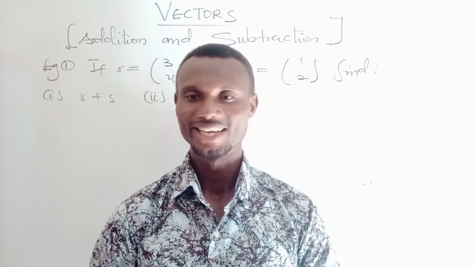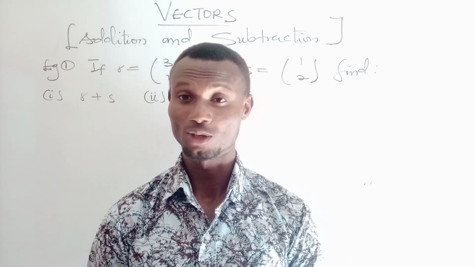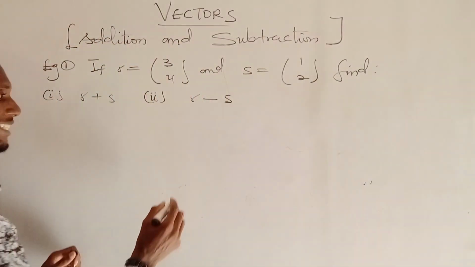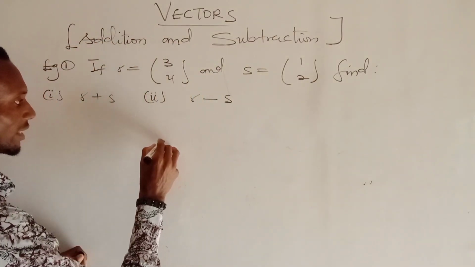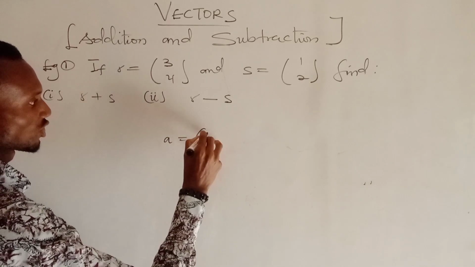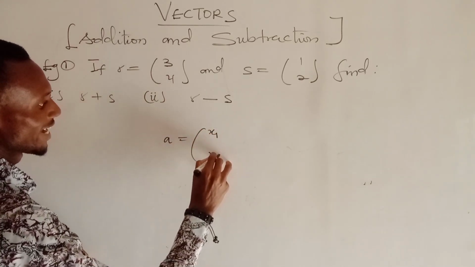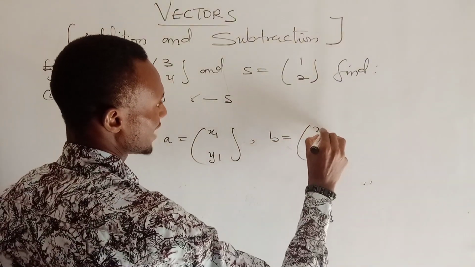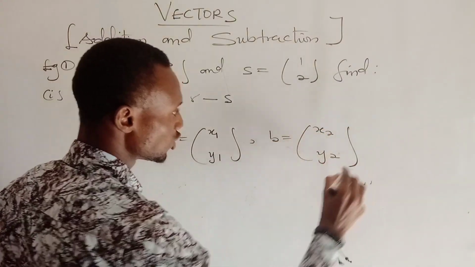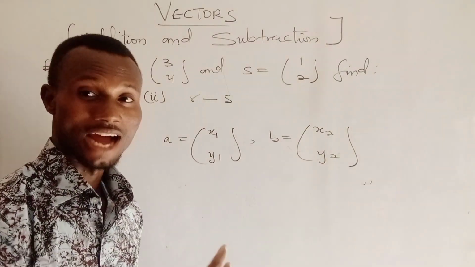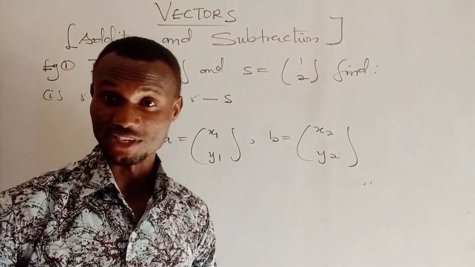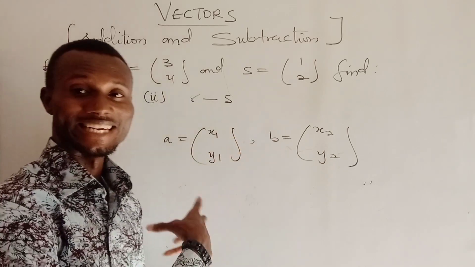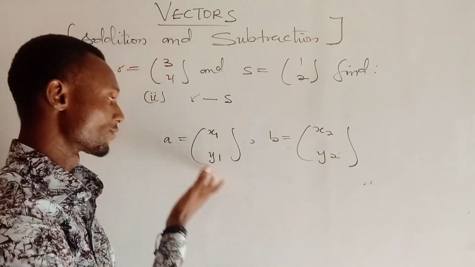So let's go ahead and look at the addition and subtraction of vectors. Now let's say I have a vector. Let's say I have vector A. So vector A equals, let's say, S1 Y1, and I have vector B equals S2 Y2. I've explained to you from the first video that this S1 and this Y1 are called the components of the vector A.